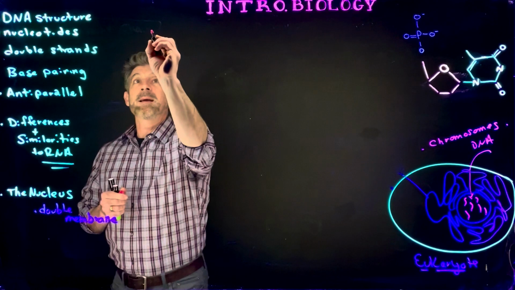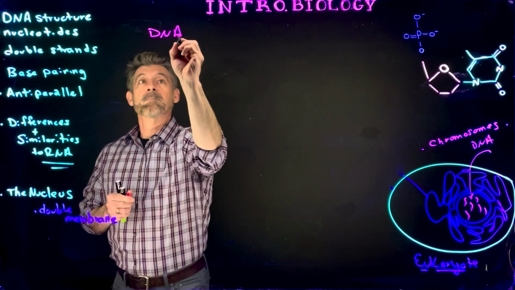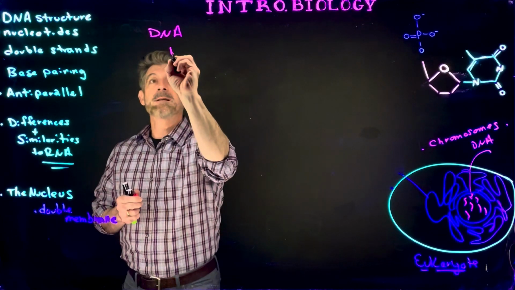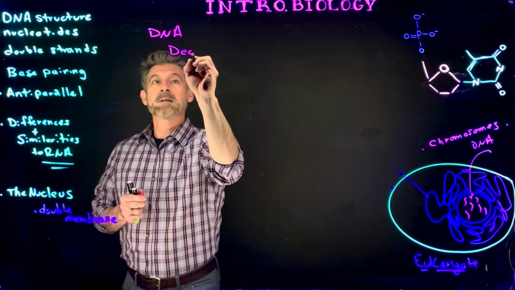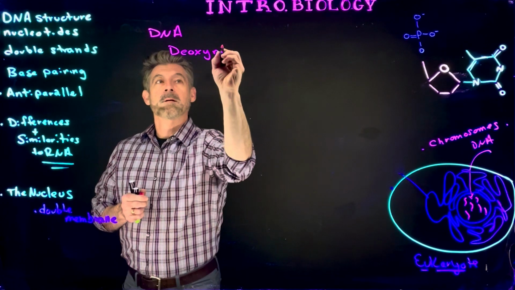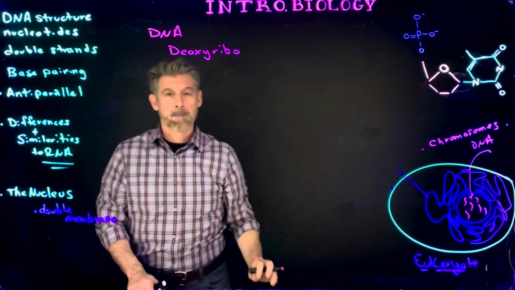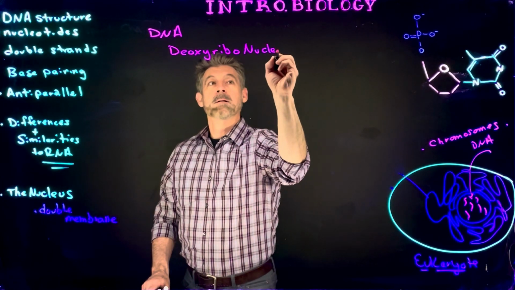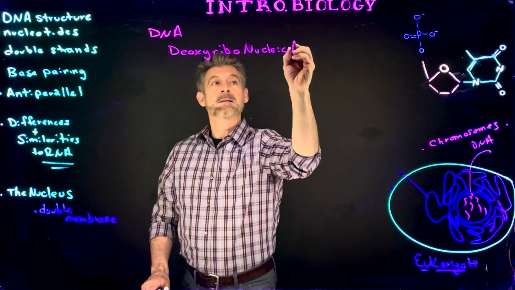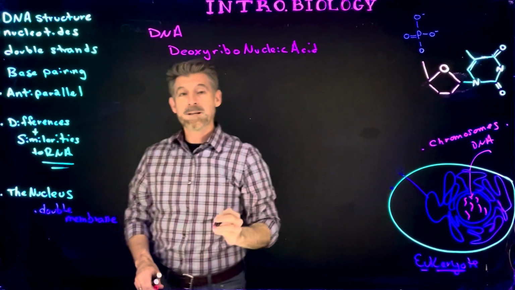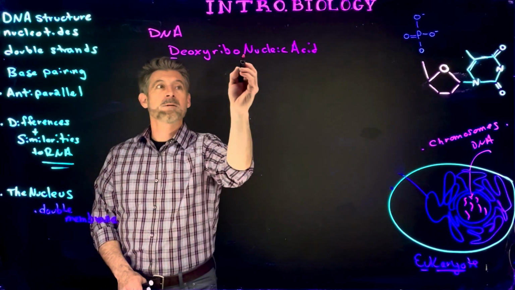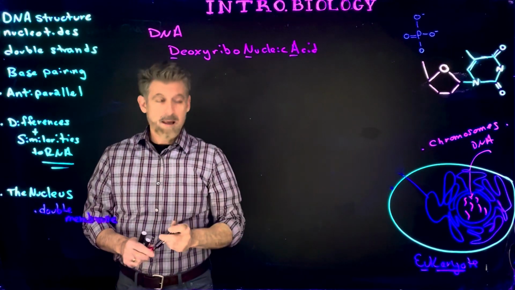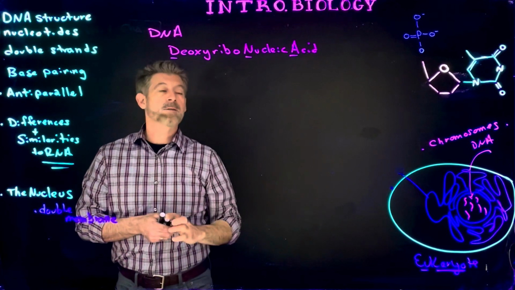So DNA stands for something. It's not just a thing. D stands for deoxyribo, the N stands for nucleic, and the A stands for acid. So DNA is really deoxyribonucleic acid. Like, okay, what is that? Right. And that's what we're getting into.